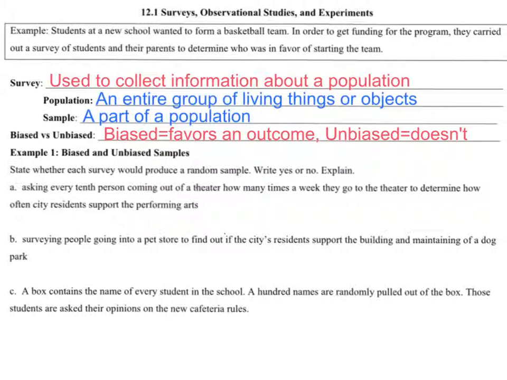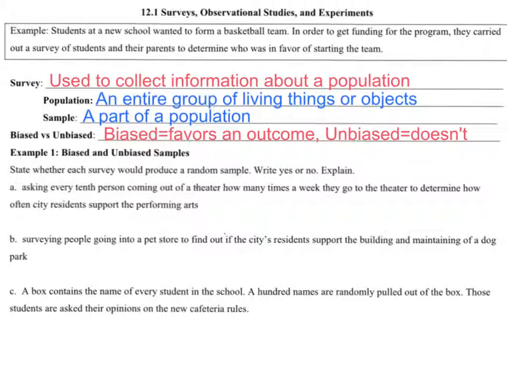So a survey, like this one, is used to collect information about a population. And the population is an entire group of living things or objects. In this case, the students are asking parents and students, so the whole population would be all students and all parents at this school. Sample is just a portion of the population. When we're looking at this example, the sample are the parents and students who actually participated in the survey. They probably weren't able to talk to every single parent and every single student, so the sample is who they actually got information from.